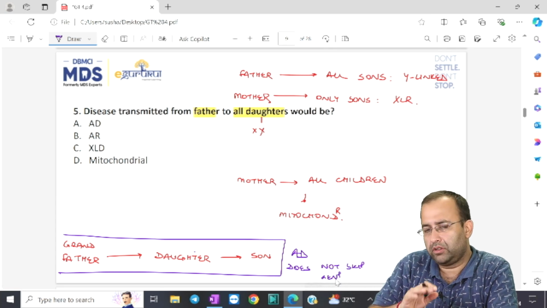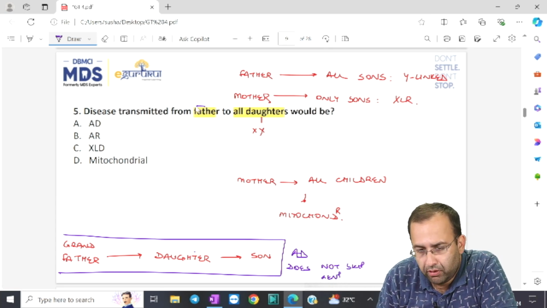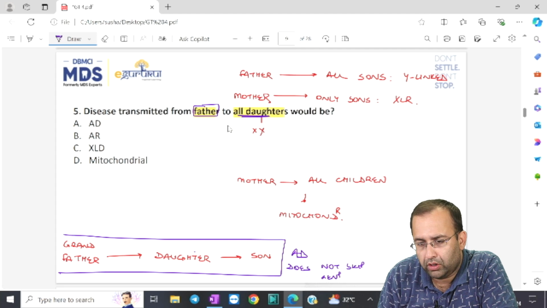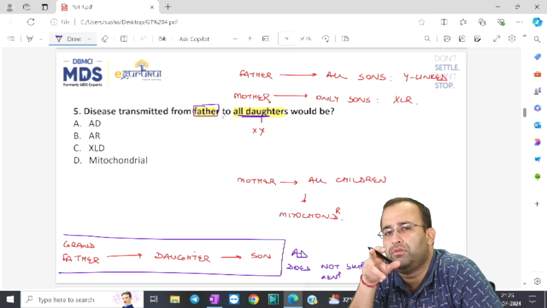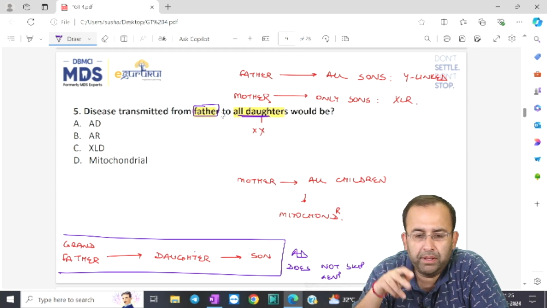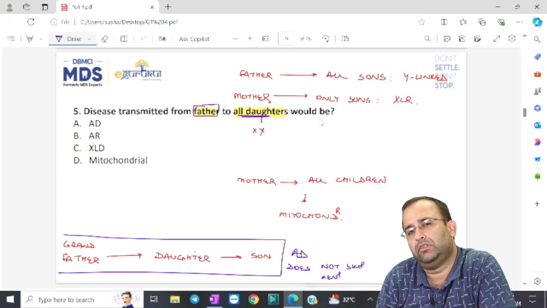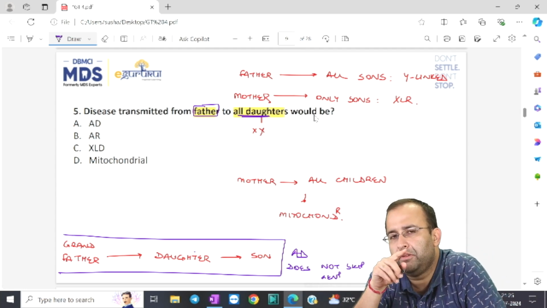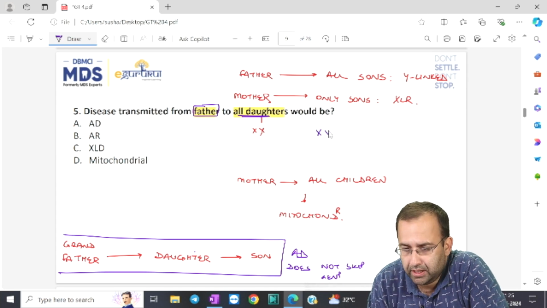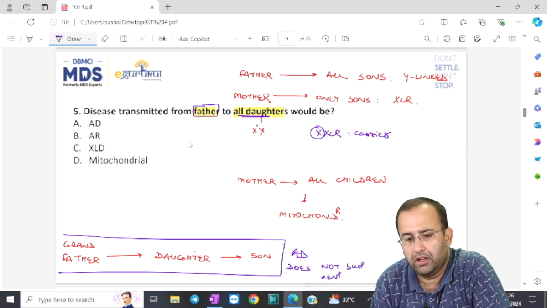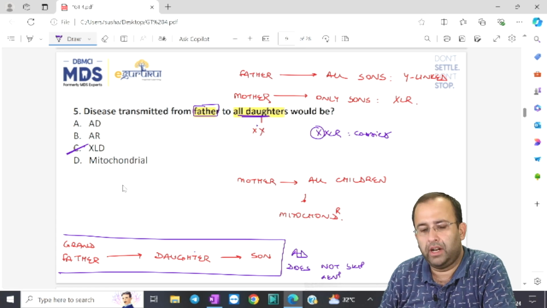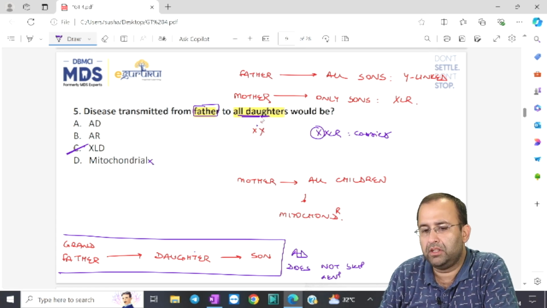Now coming to our question, disease is transmitted from father to all daughters. Father is giving which chromosome to daughter? X chromosome. It cannot be X-linked recessive because in that case daughter will be carrier. Even if one X chromosome is abnormal, daughter will be a carrier, not diseased. It is X-linked dominant. It cannot be mitochondrial because that is mother to daughters.